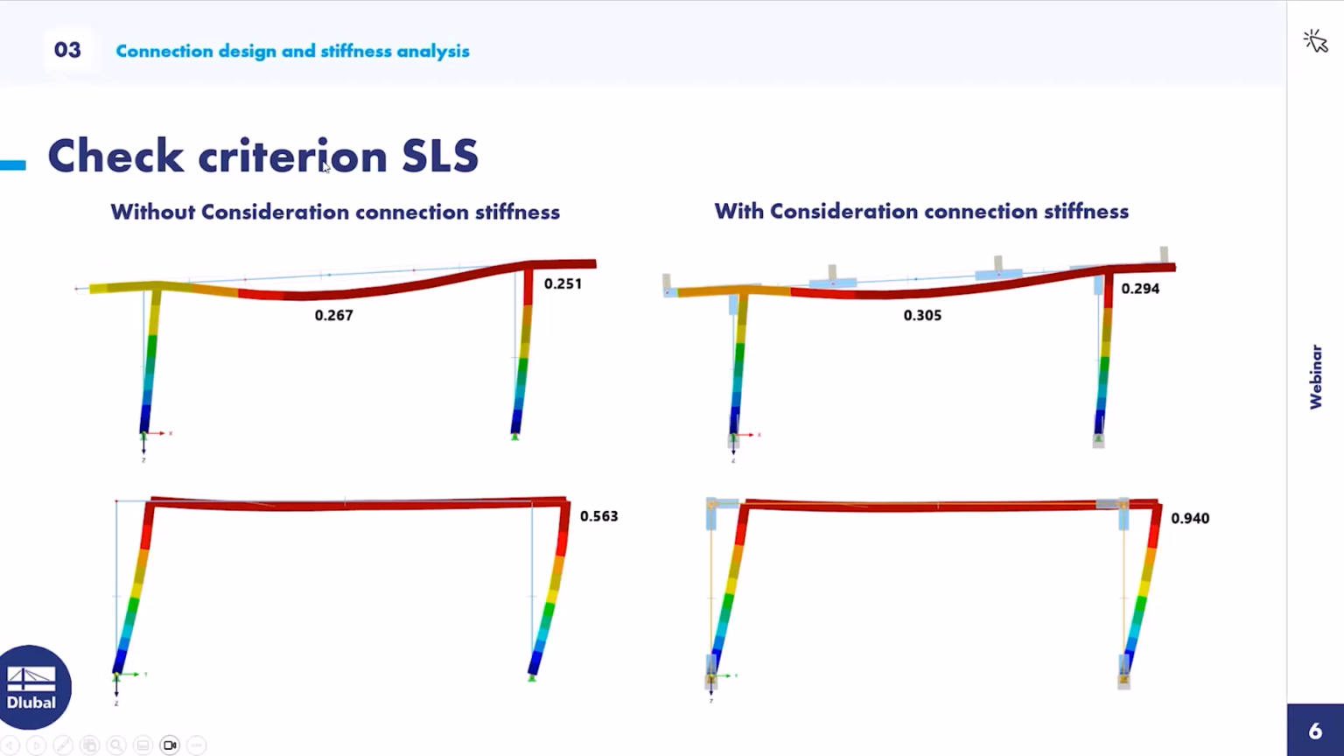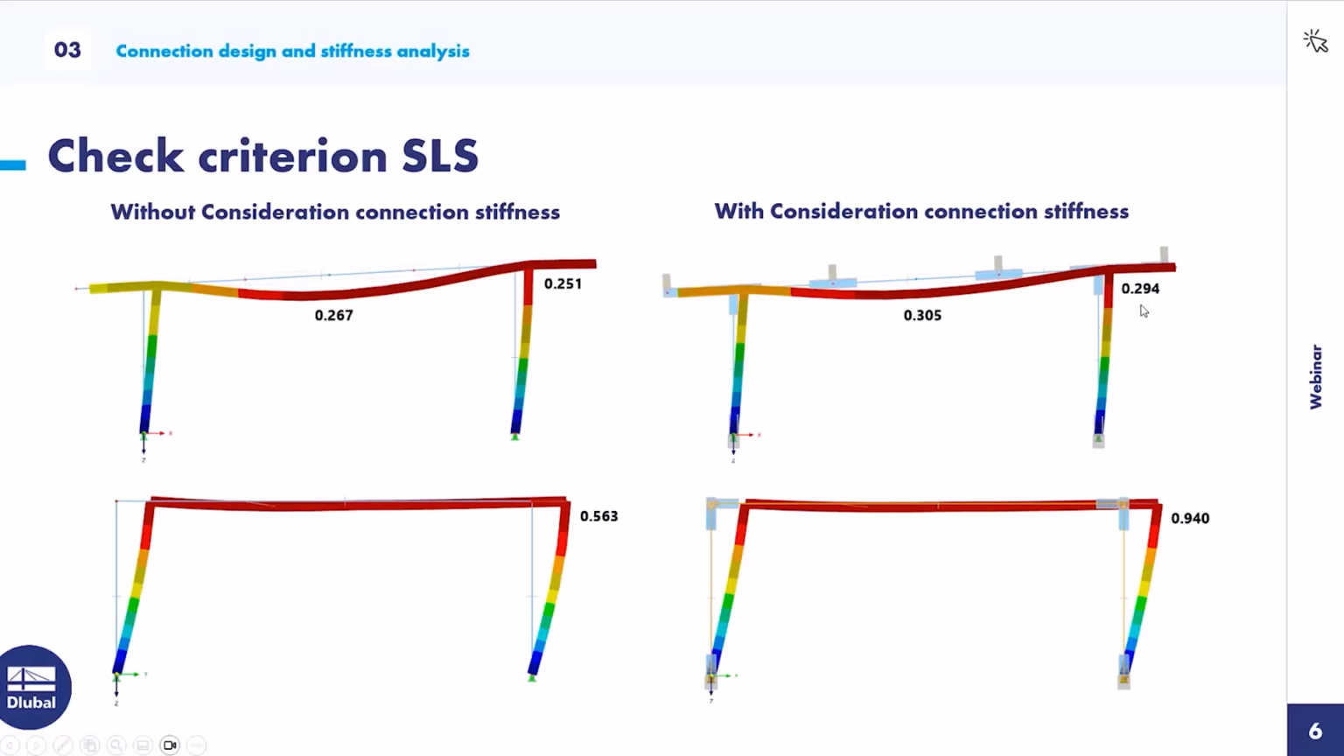So that's the check criterion, serviceability limit state, with and without consideration of the connection stiffness. You can see the connections here and the stiffnesses are considered. And you can see for the frame in this direction, there was a design ratio of 0.27, and now we are at 0.3.